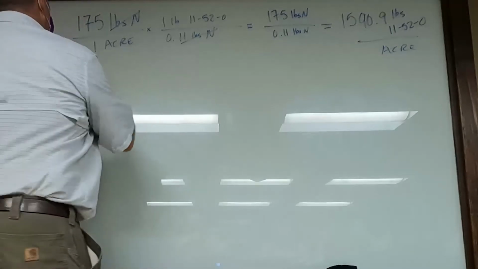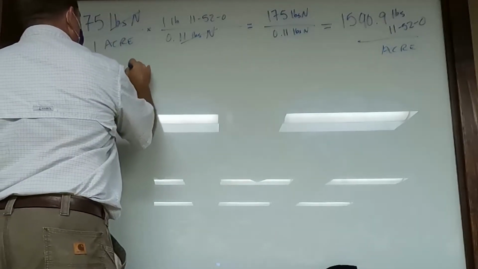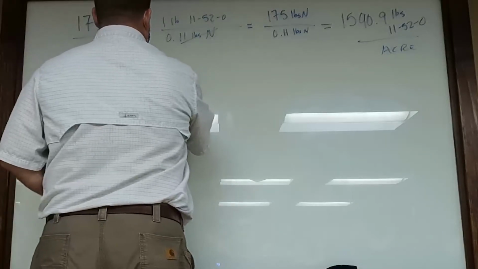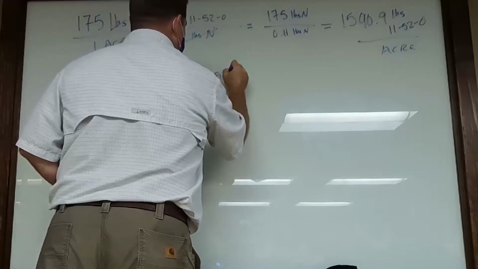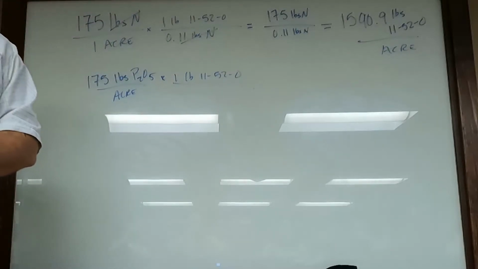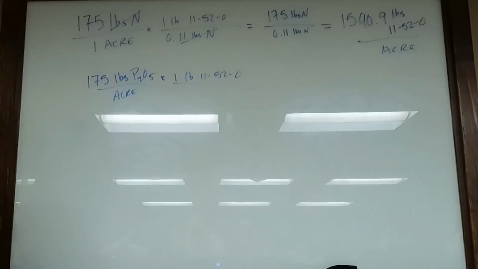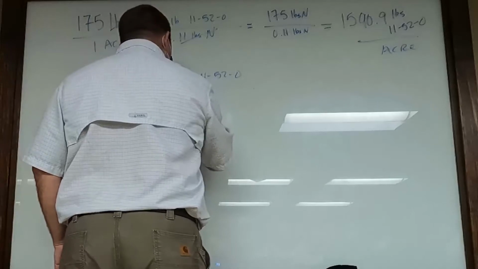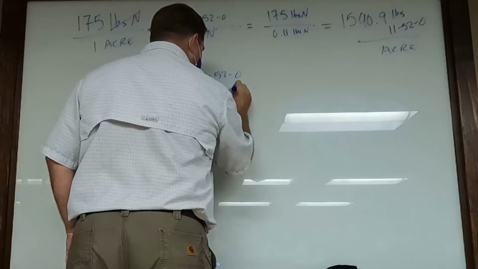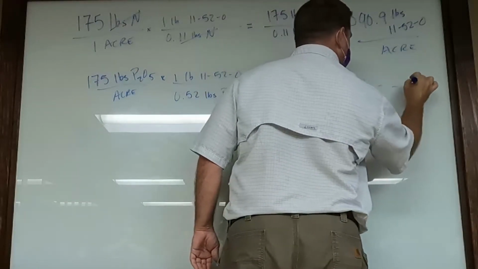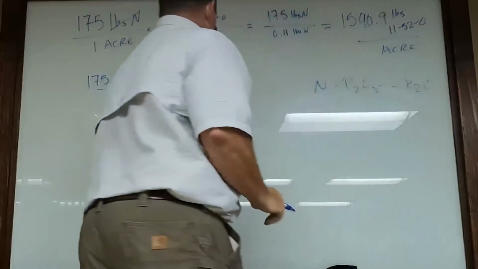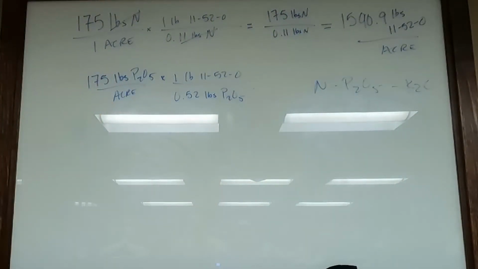If I were asking you for 175 pounds of P2O5, how many pounds of 11-52-0 would I need? What goes on the bottom? There are 0.52 pounds of P2O5. Remember, we had N, P2O5, K2O. So it's just knowing which one I'm asking you and where to get the number from.